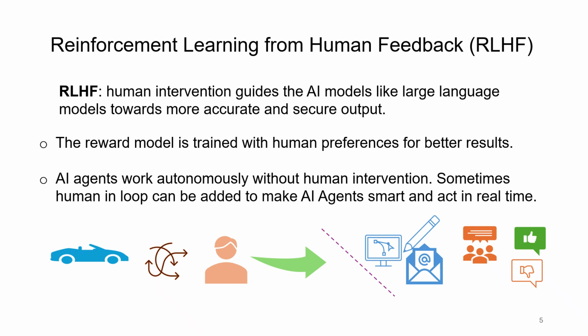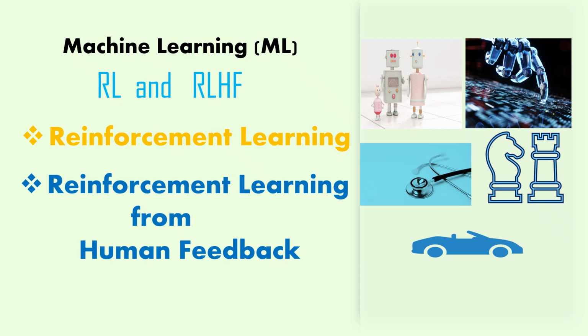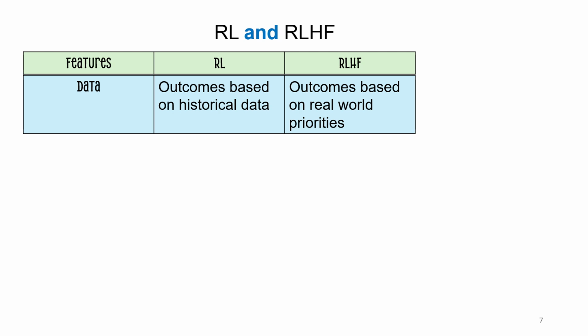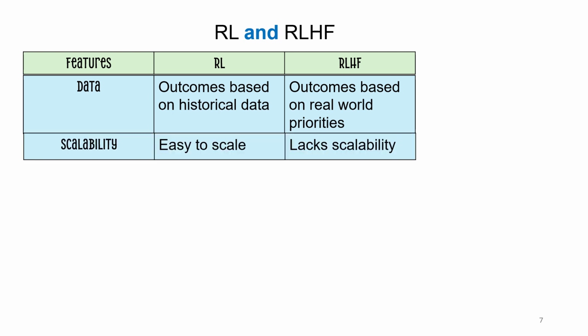In next slide, let us look at the improvements that reinforcement learning from human feedback offers over reinforcement learning. Data. Data in reinforcement learning outcomes are based on historical data, that is data trained over a period of time. In RLHF, outcomes are based on real-world priorities. Scalability. RL is easy to scale as the process is automated. RLHF lacks scalability due to human intervention.